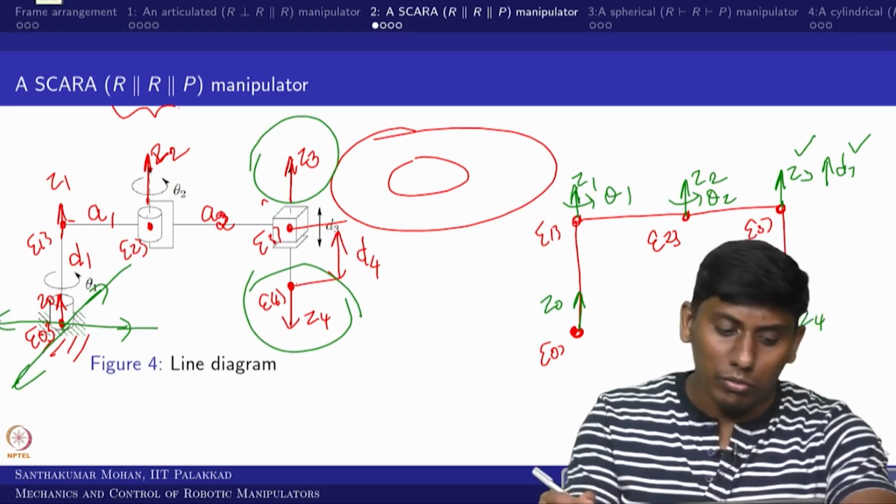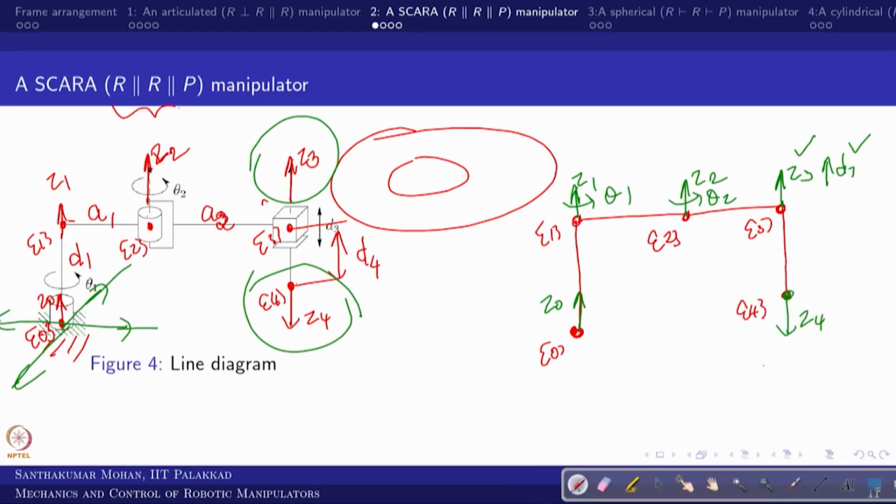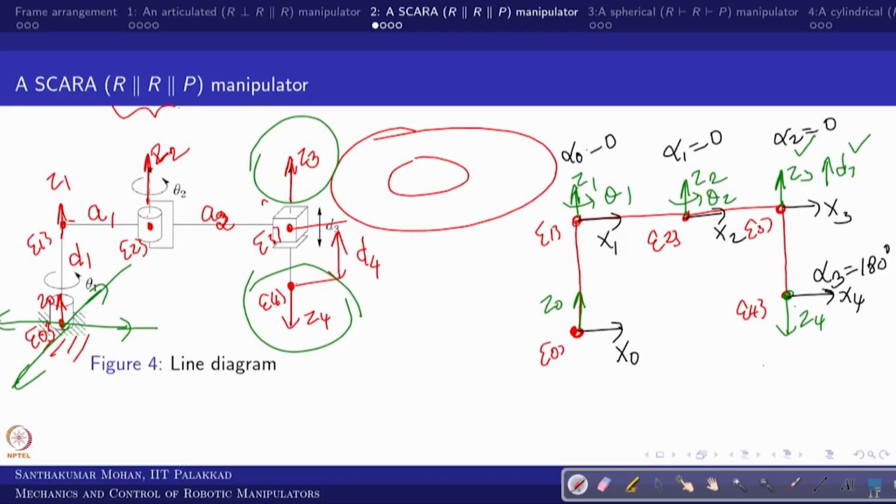So, in the sense, what we are doing is I am taking it in this way. So, this is x0, this is x1, this is x2, this is x3 and this is x4. Okay. So, in that case, what would be the DH parameter? No rotation except at this point. So alpha 3 is 4 minus 3, which is 180 degrees. The remaining cases, alpha 2 is 0, alpha 1 is 0 and alpha 0 is 0, right.